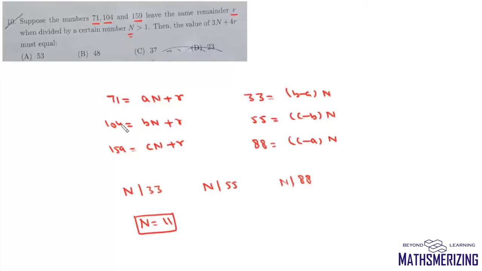If we divide 71 by 11, the multiple is 66. 71 minus 66 is 5. So we'll get this remainder r as 5. So we have n as 11 and r as 5. Once we have the values of n and r, we can write 3n plus 4r as 3 into 11 plus 4 into 5. Now this is 33 plus 20. That will be 53, and that's your option A.